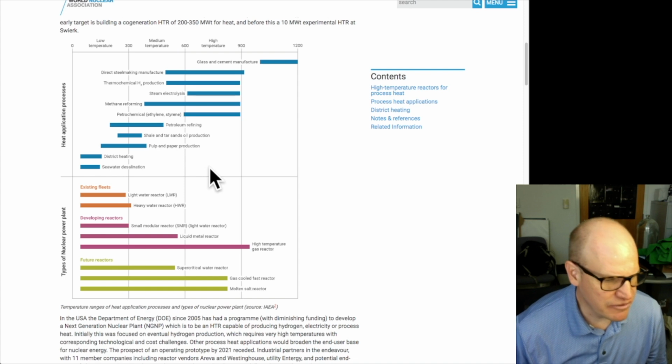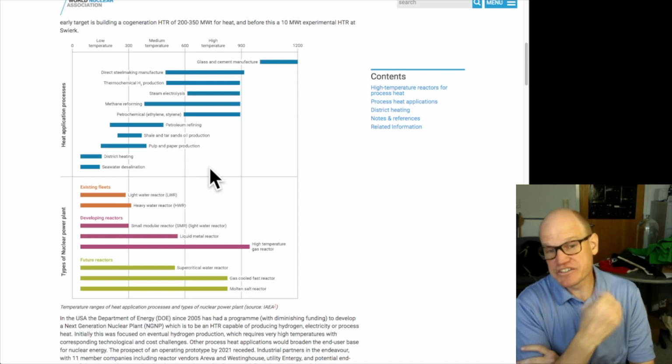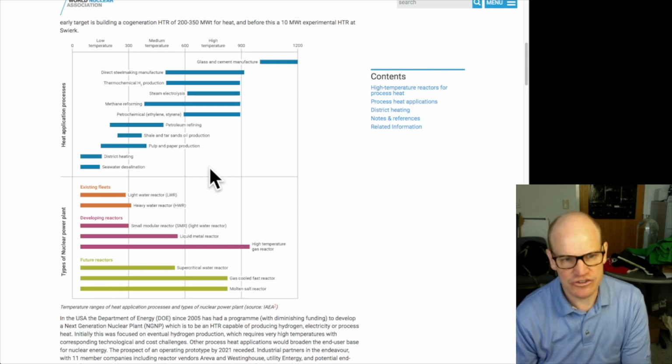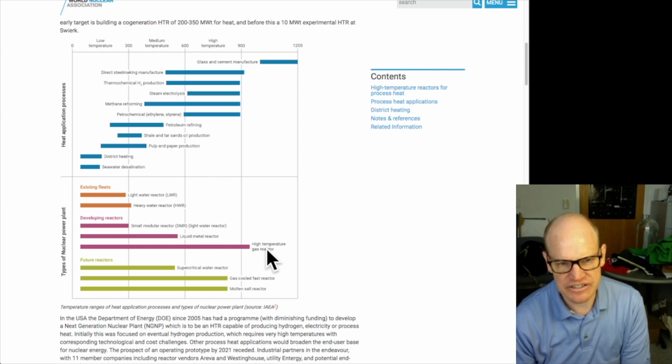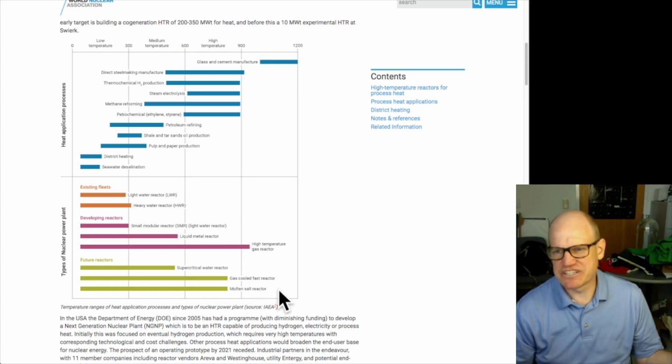Let's see. As long as we don't have nuclear reactor meltdown at high temperature, we should be fine. And the advantage of the Generation 4 nuclear reactors, which all of these things are, liquid metal reactors, high temperature gas reactors, the molten salt reactors, these are all Generation 4 reactors. There's no meltdown. I mean, the chances of a meltdown are tiny.